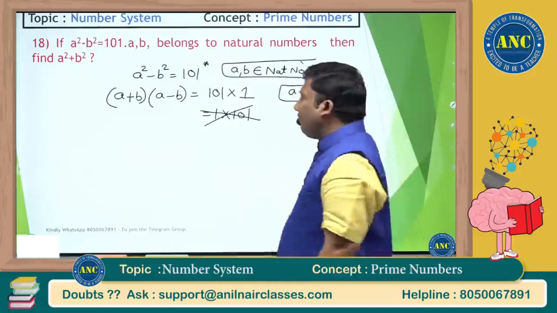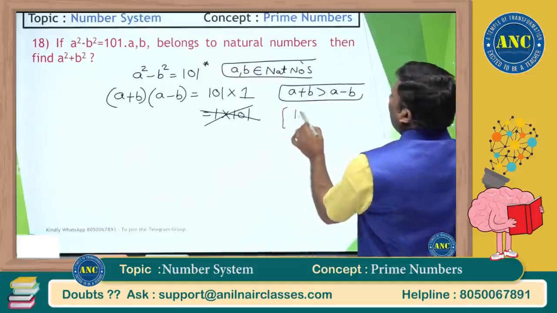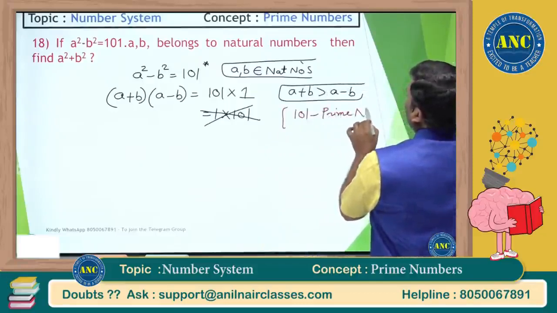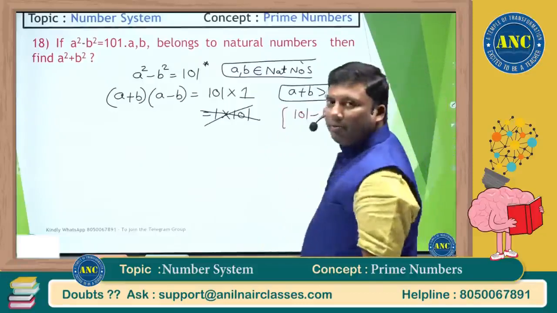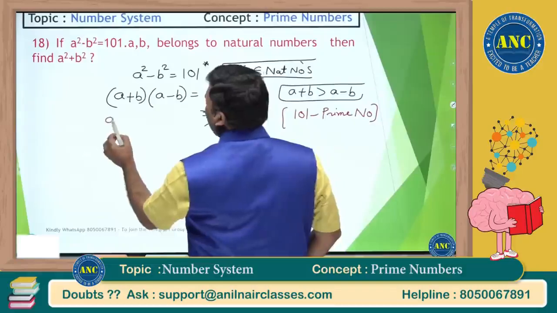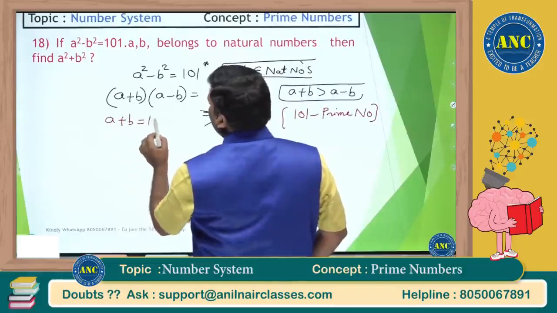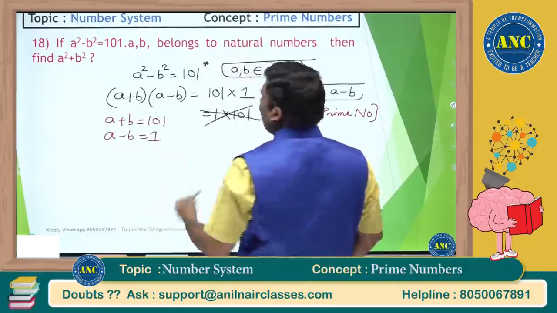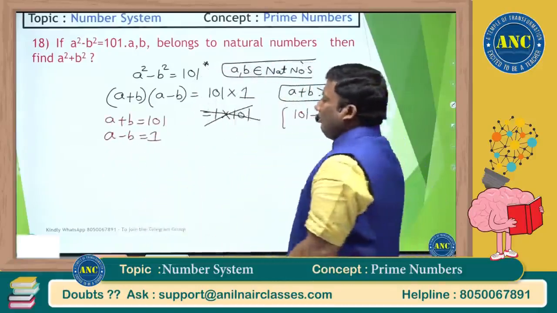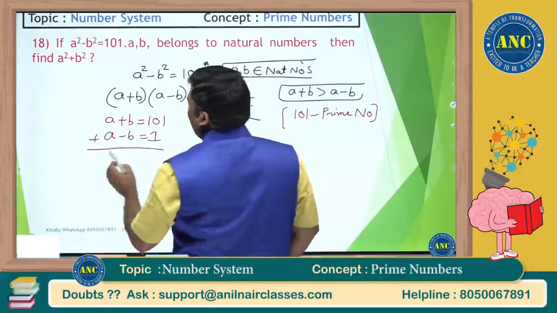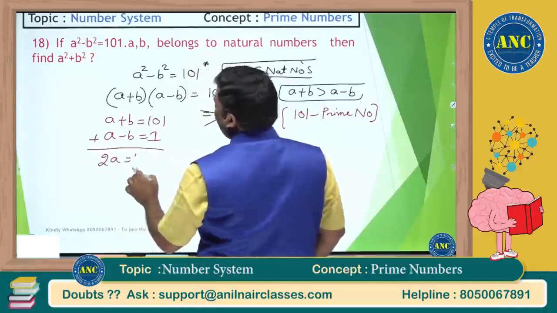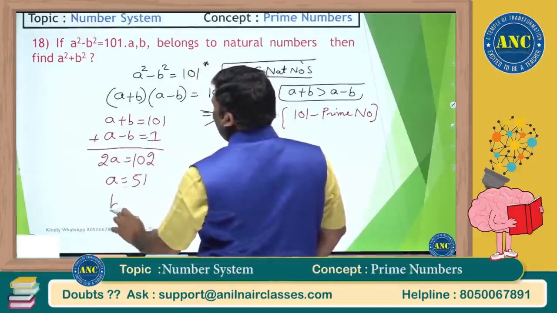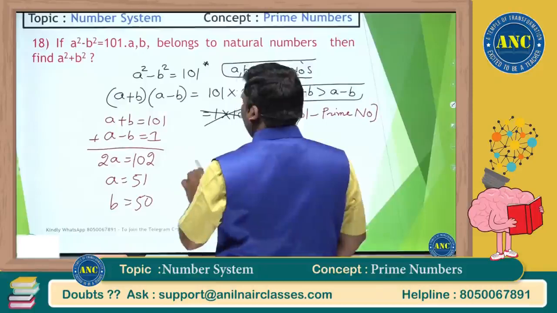You cannot simplify further. Why? Because 101 is a prime number. If 101 is a prime number and a plus b is 101, a minus b has to be 1. You cannot decompose further. So if I add them, a plus a is 101 plus 1, which is 102. a will be 51. If a is 51, b will be 50.